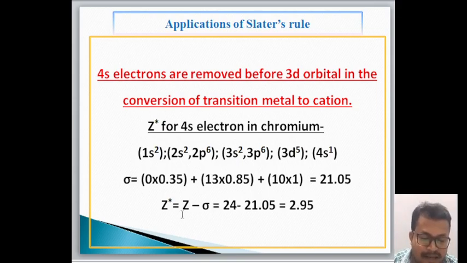Now we will calculate the effective nuclear charge for this 4s electron. So the effective nuclear charge for this 4s electron is 24, that is the atomic number of chromium, minus 21.05, the screening constant. So we have got 2.95.